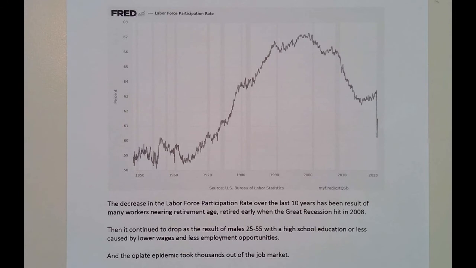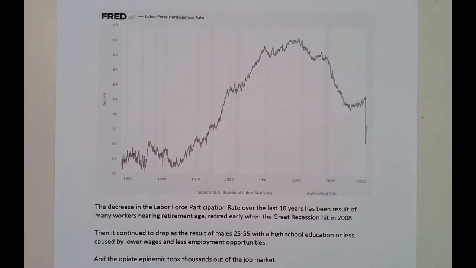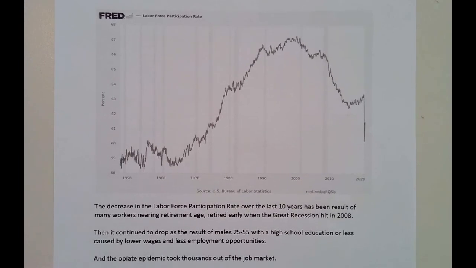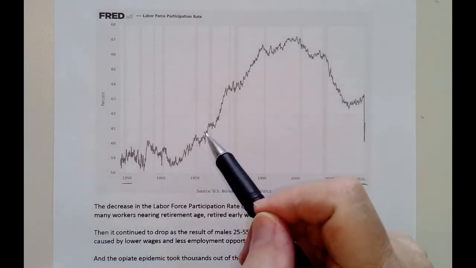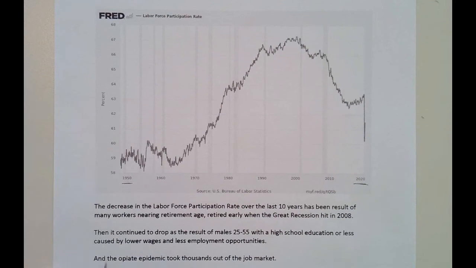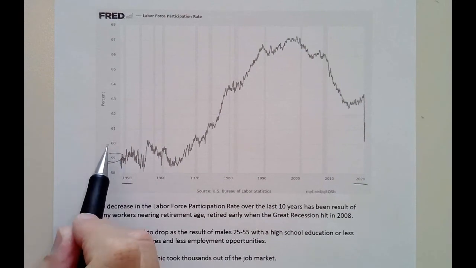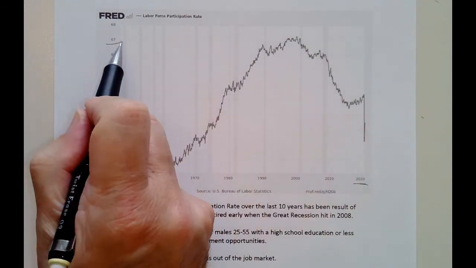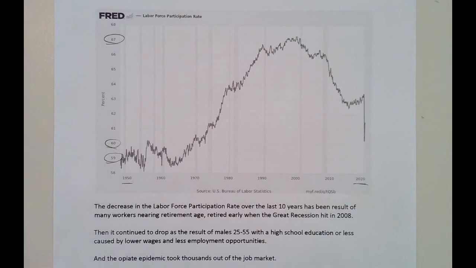So we have a graph from, again, the Federal Reserve of St. Louis, and it looks at the labor force participation rate from 1950 to currently. You can see a major trend from the 60s to about 2000 was an increase in the labor force participation rate from about 59-60% to about 67%. And the main reason was the entry of a lot of women into the labor market from the 60s and 70s and 90s, and that led to the increase.